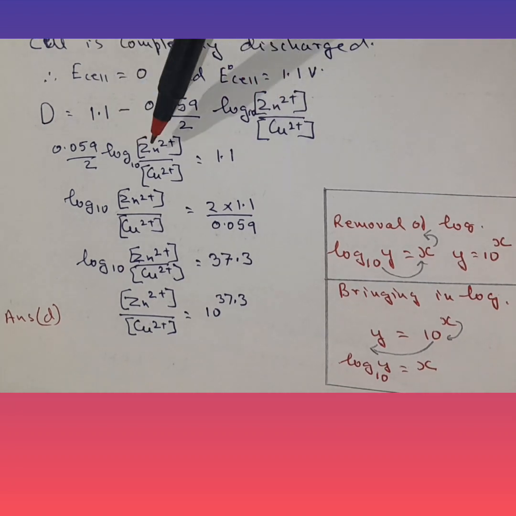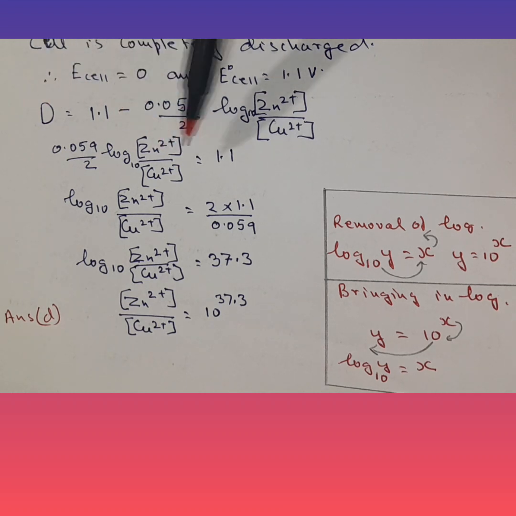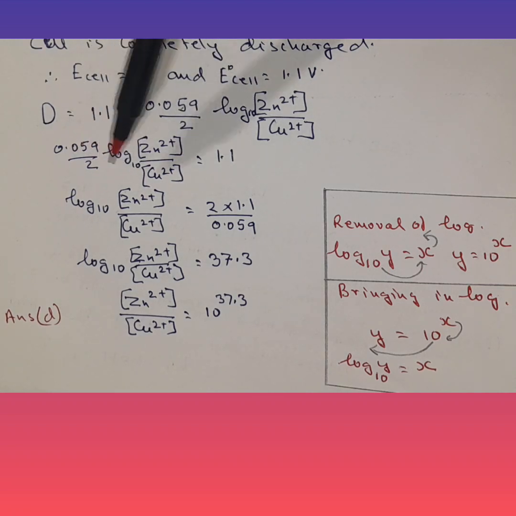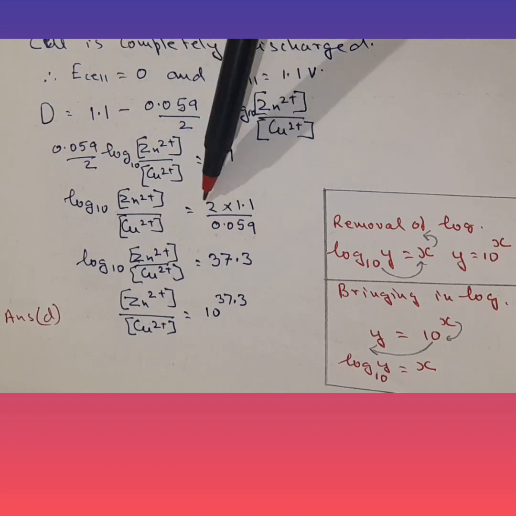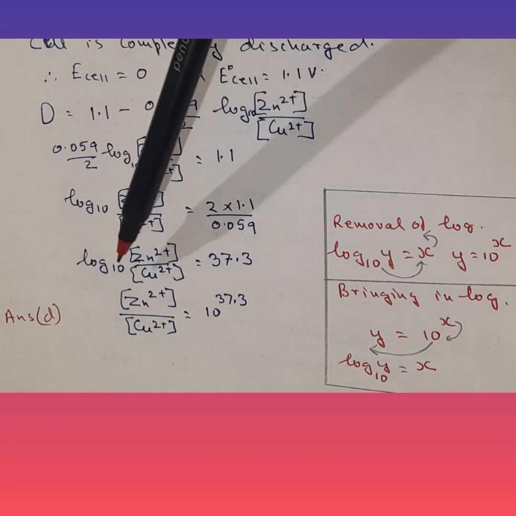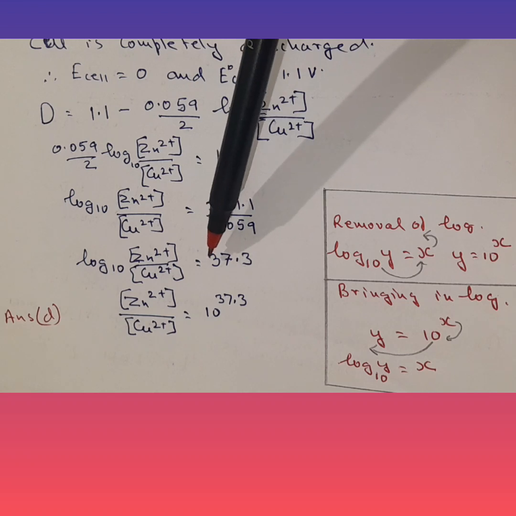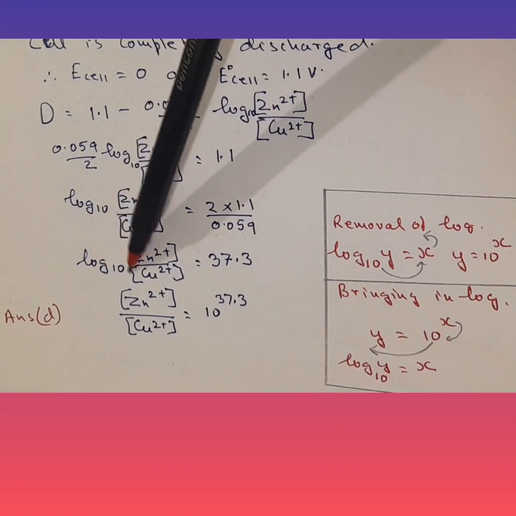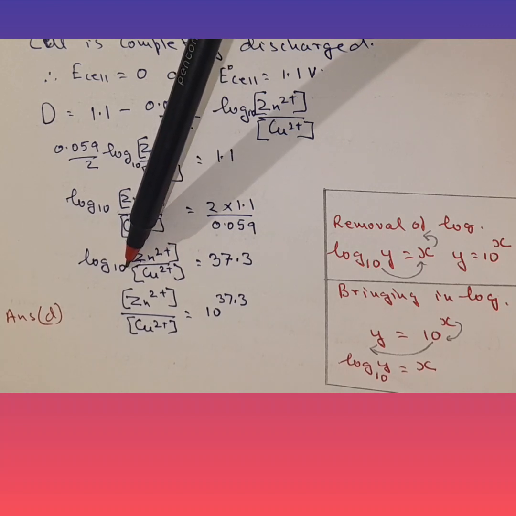Now here, we take this part there and leave this part here. So we get it this way. Then this thing goes down and this thing goes up. So we get this. And ultimately, on calculation, this gets the value of 37.3. Mind you, this is log of this to the base 10.